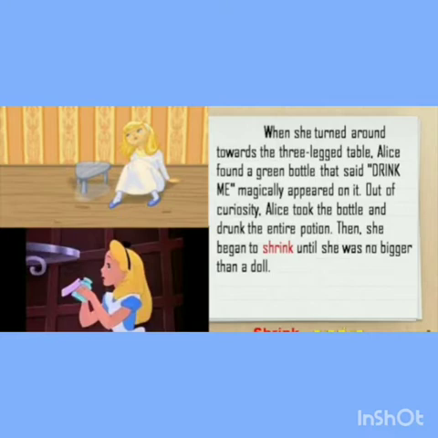Then she begins to shrink until she was no bigger than a doll. So what happened? After drinking the water in that bottle, she shrank. Shrink means to become smaller. Okay, so she became too small, like a doll. She became a tiny doll. Okay, so after drinking the water in the bottle, she became too small like a doll. Okay?